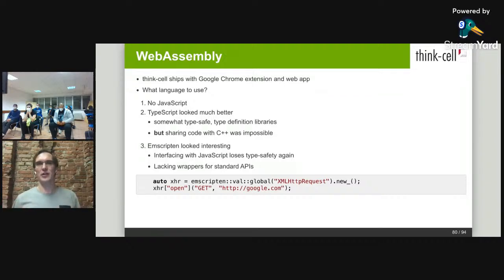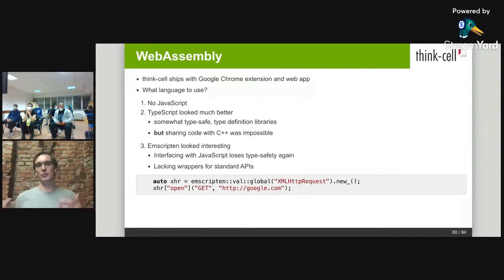And we also found out the hard way that the standard library support in JavaScript is very poor. Very few algorithms, and the algorithms that exist are pretty bad. So we didn't really like programming in TypeScript. So we thought about using emscripten and programming our web app in WebAssembly using C++, which we're familiar with.